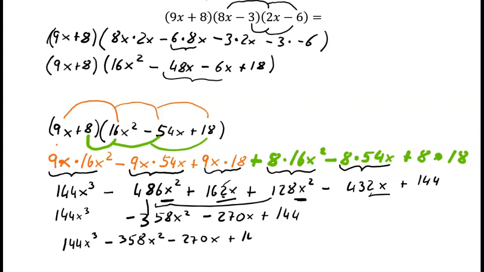plus 144. So the trick is just do the expansion with two of them and then expand the third term into this result. So I hope this makes sense, and thank you very much for watching.